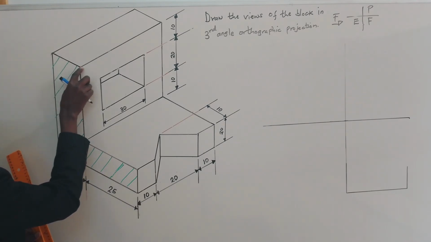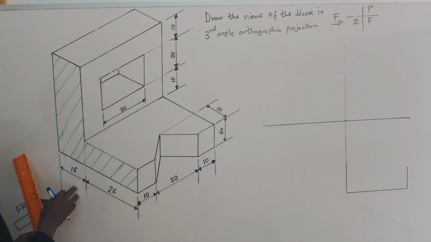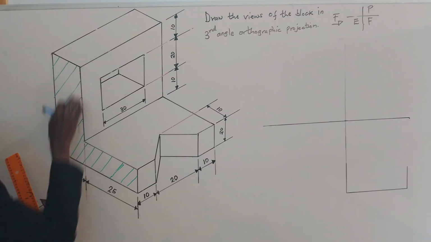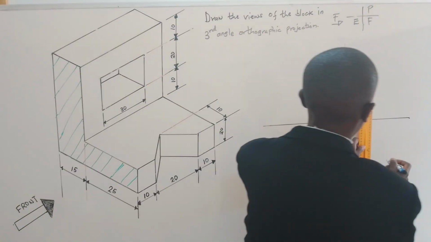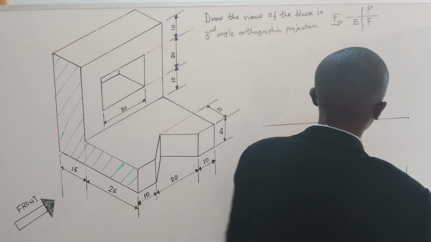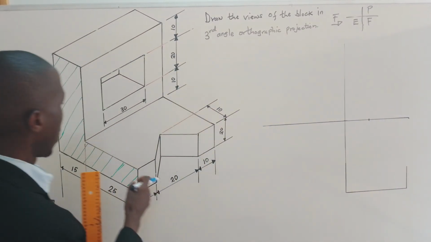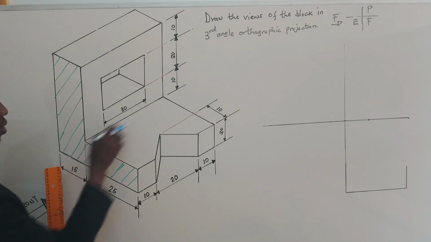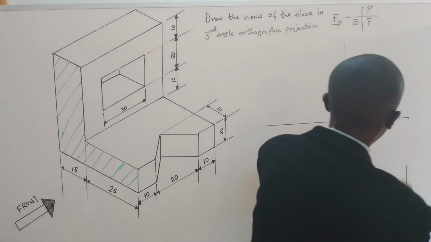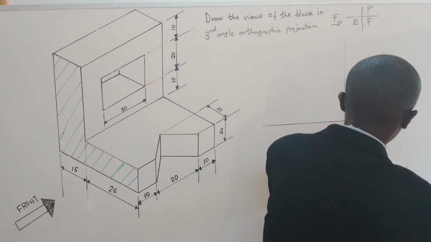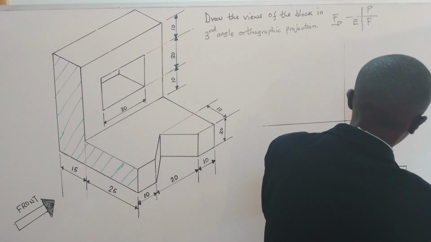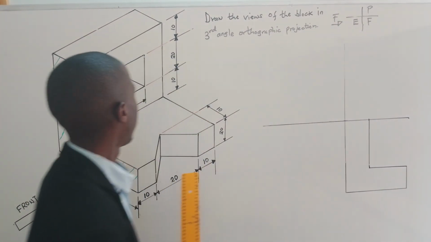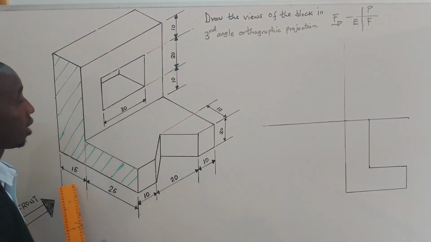So we have this length here, which is equivalent to 15. So I will pick this 15 this way. So I will be going this way. So that is my 15. Then you drop down by 40. So you can drop this by 40. So and this one becomes your front elevation. So that is your front elevation.